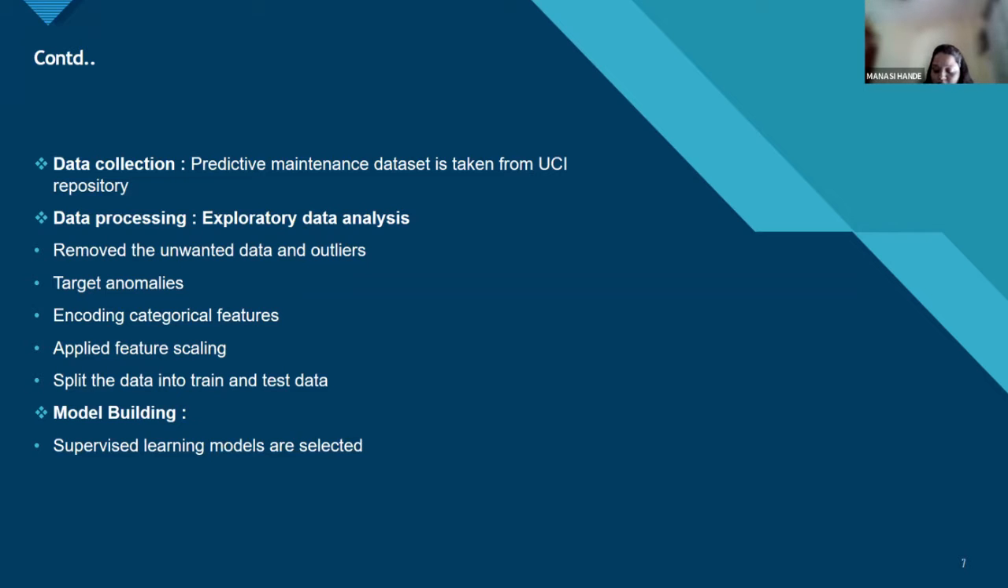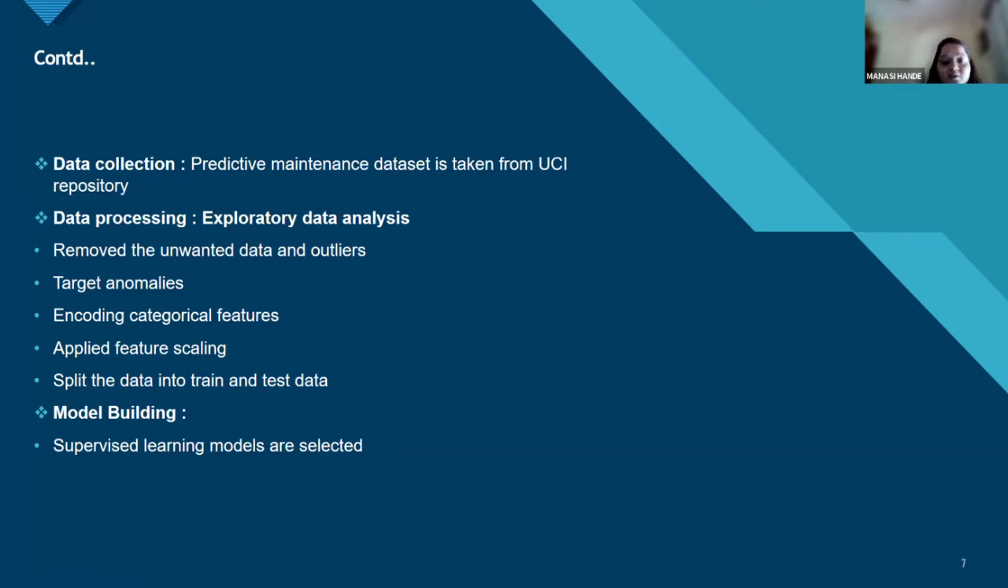We encoded the data so that the labels can be converted into numbers and fed to the machine learning models, so that the model can understand the data. Then we applied feature scaling, and in the feature scaling, we converted the whole data set into a certain specific range. We then split the data into train and test sets, and the data is fed to the machine learning models.